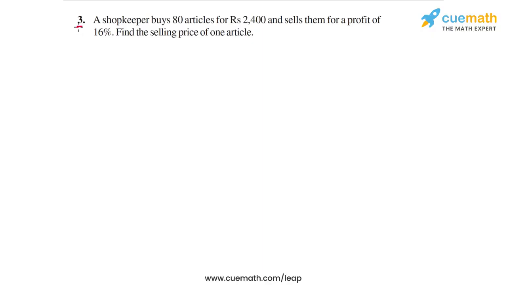Okay, in question 3 of this exercise, the problem statement says a shopkeeper buys 80 articles for rupees 2400 and sells them for a profit of 16%. Find the selling price of one article. So let me repeat the problem again. The shopkeeper buys a total of 80 articles for 2400 rupees and sells these articles for a profit of 16%. We have to find the selling price of one article.